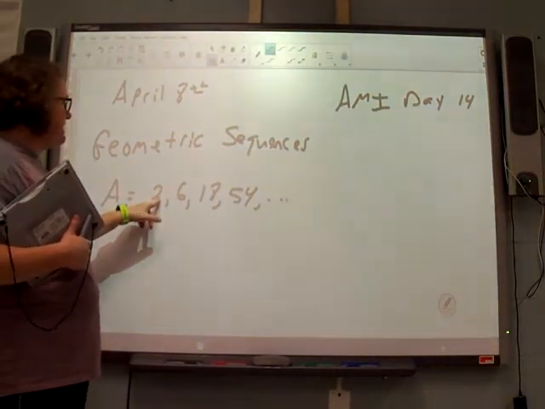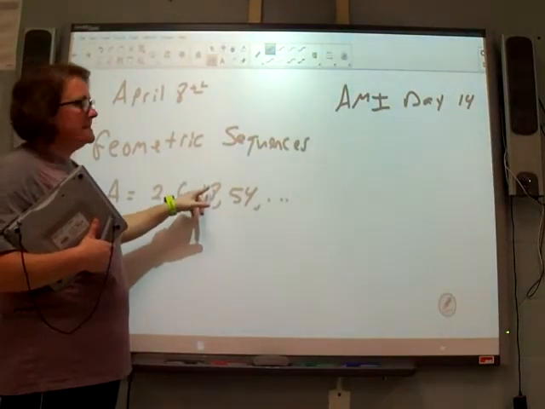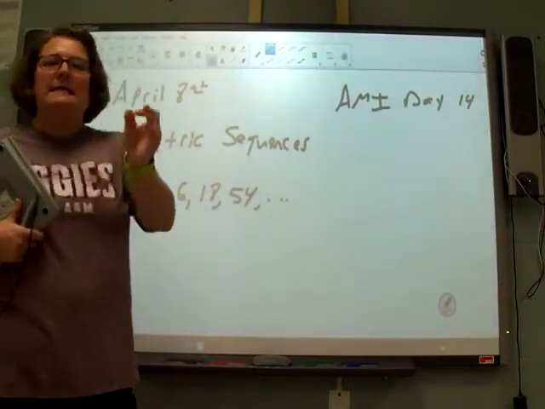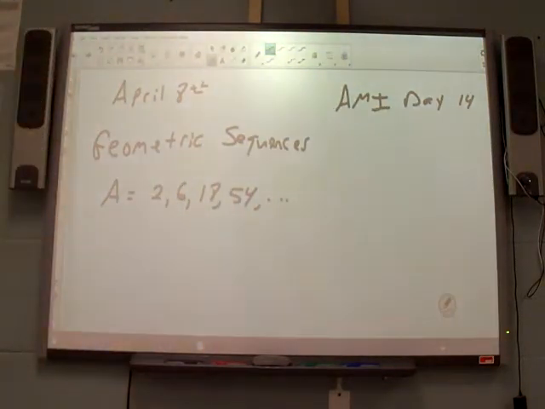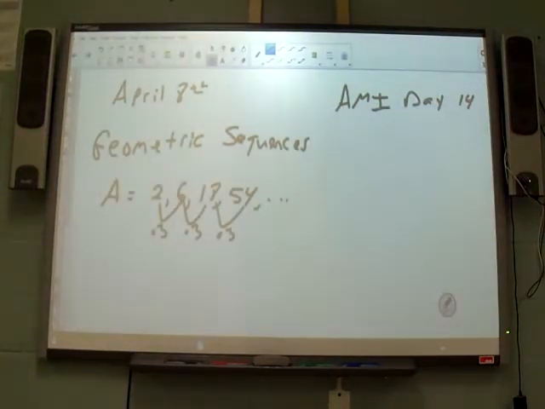Well, here you go. 2 times 3 is 6. 6 times 3 is 18. 18 times 3 is 54. So each of these terms is being multiplied by 3 to get to the next term. So we would say it has a common ratio of 3. Y'all follow that? So if we wanted to know the next term, we would do 54 times 3. And then the next one, whatever that is, times 3, and so on. Okay, so that's how you get your common ratio.